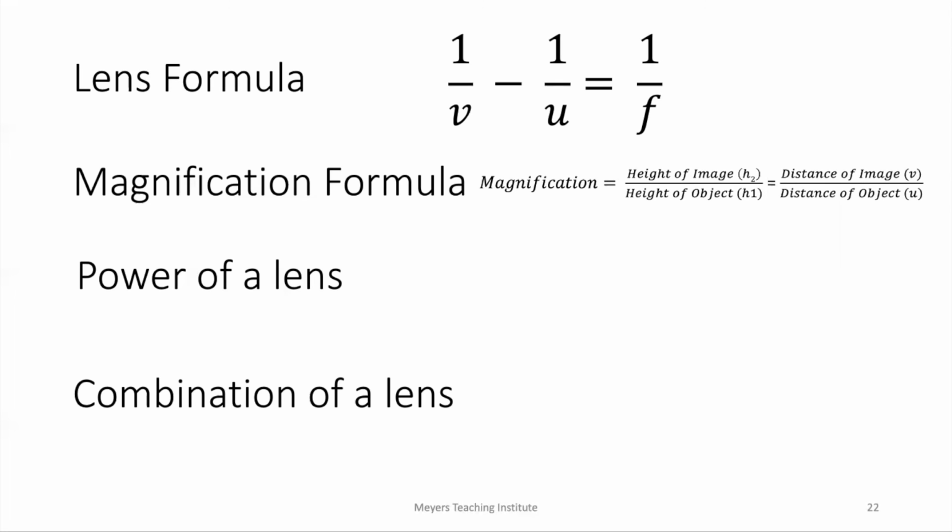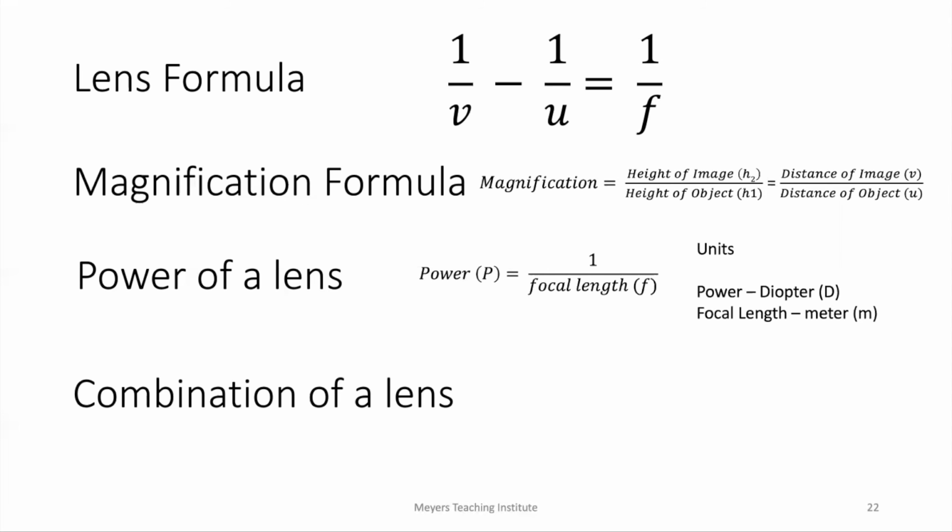Power of a lens, a very, very important formula. A lot of objective questions can come from this in your board examinations. The capacity of the lens to converge or diverge the incident rays of light is called the power of a lens. The power of a lens depends on its focal length, as we can see in the formula. It is inverse of the focal length, and therefore P is equal to 1 upon F. The unit of power is the diopter, while the unit of focal length is meter.